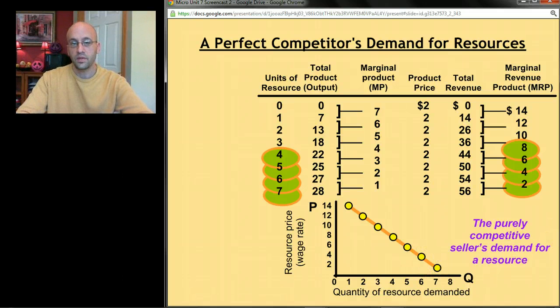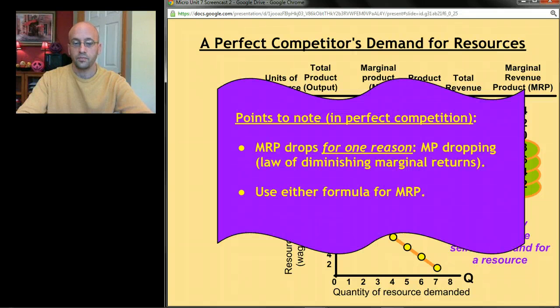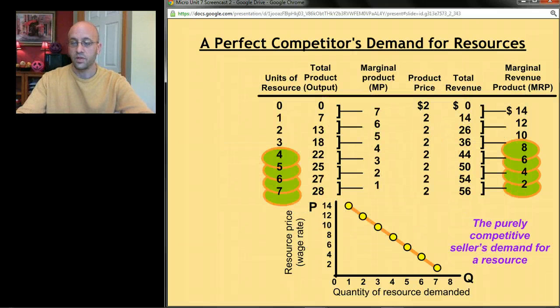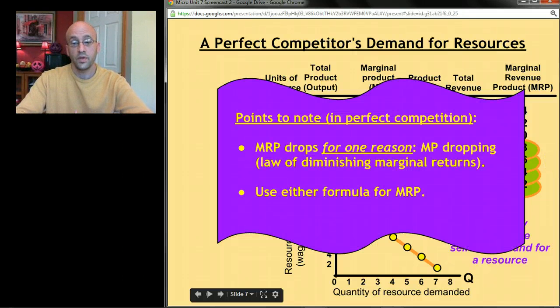Now notice a couple of things about this demand curve. If we're dealing with a perfectly competitive product market, MRP is dropping. You can see those numbers dropping here, 14, 12, 10, 8, 6, 4, 2. In other words, the demand curve is downward sloping. And in perfect competition, the demand for a resource is downward sloping for one reason. The reason that MRP is dropping is because marginal product is dropping.